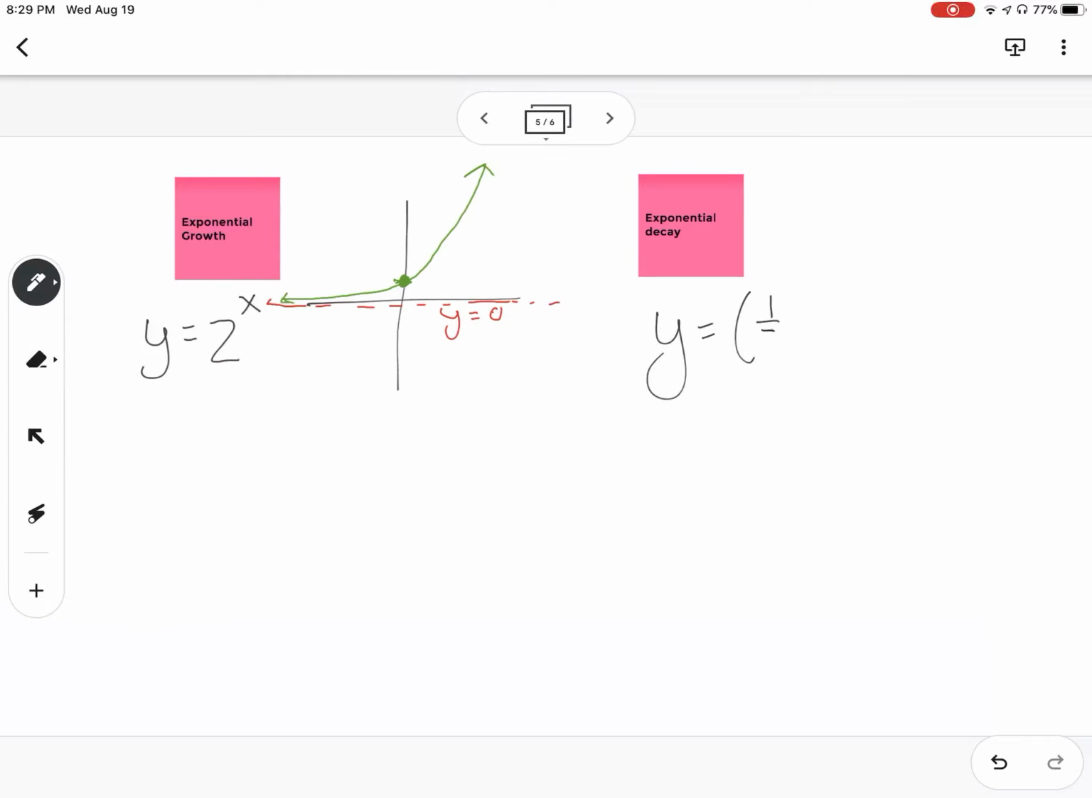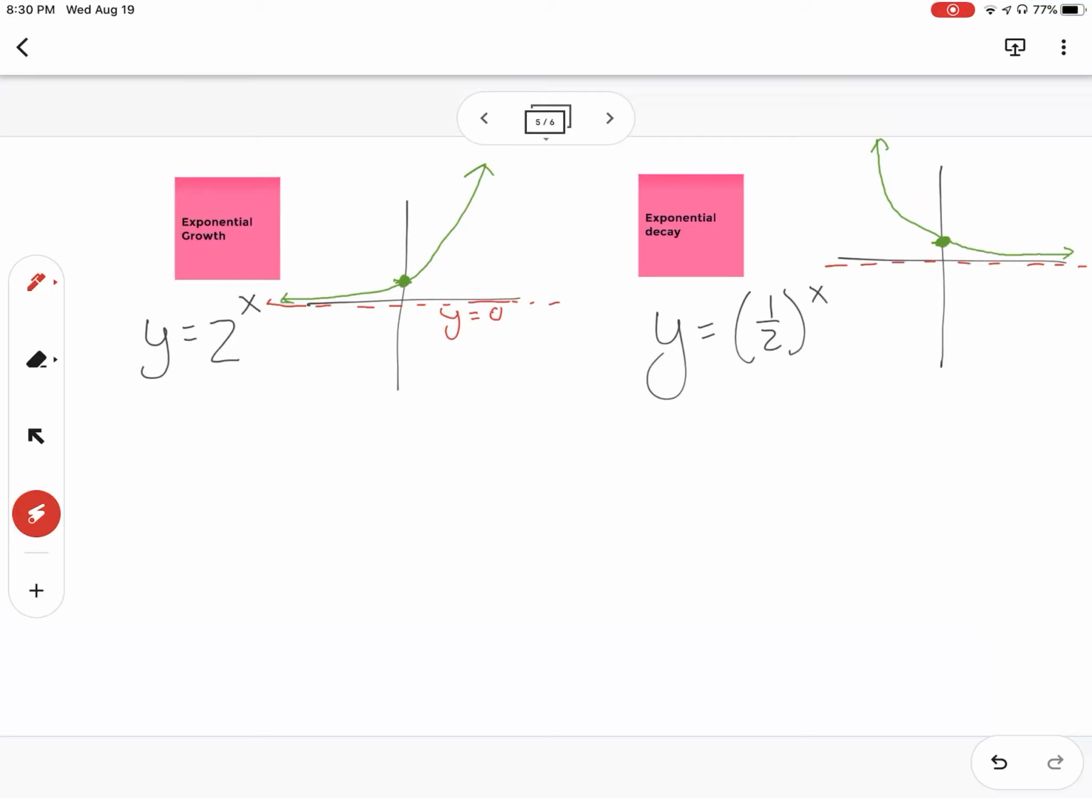Decay is the same graph, but we flip it around. This one is y equals 1/2 to the x. So it's still going to go through that 0, 1 point, but this time it's going to start up really high and then come down and then follow that 0 there. So the asymptote's still in the same place. But now, if you look at the graph, it's going down as we follow it because it's decay. Decay means decreasing. So that's the difference between those 2. Growth is going to grow, decay is going to decrease, go down.